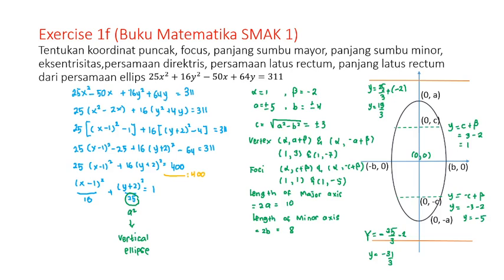Lattice rectum length. For the lattice rectum length, you have to remember the formula, which is 2b square over a. So it is 2 times 4 over 5. That's all. So we finished with number 1F.